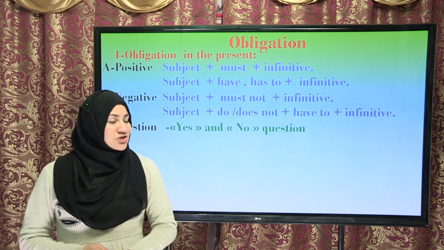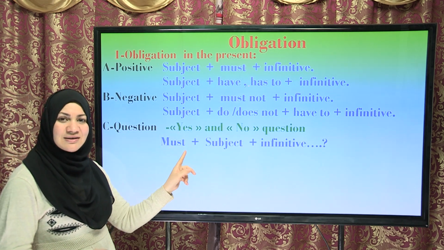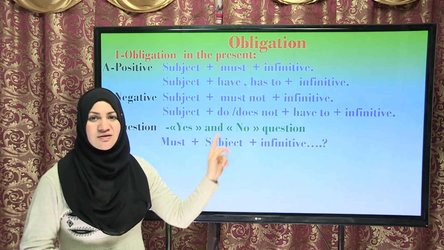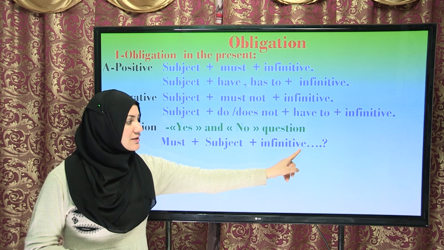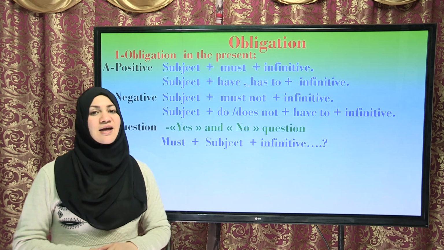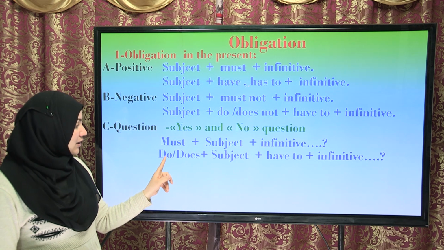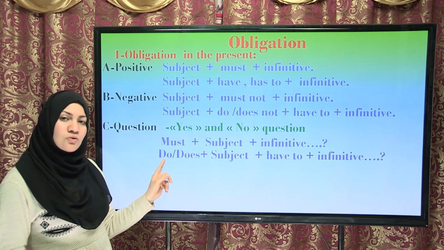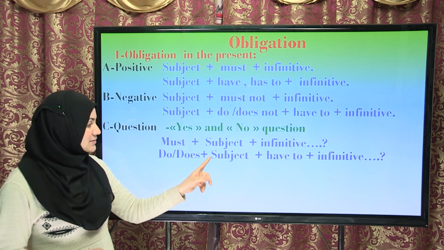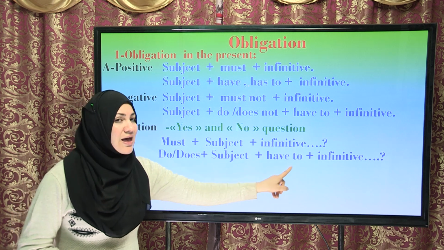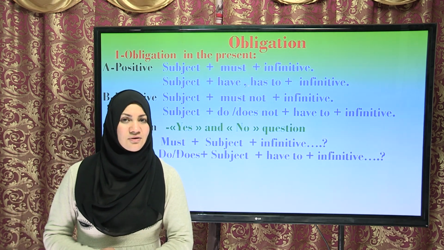Third point, it is question. Yes and no question with must. We always start with must. Yes and no question. This is the form. Must plus subject plus infinitive, the rest of the sentence and question mark. With have to, we always ask with do and does, as in simple present. Do, does, plus subject, plus have to, plus infinitive, the rest of the sentence and question mark.